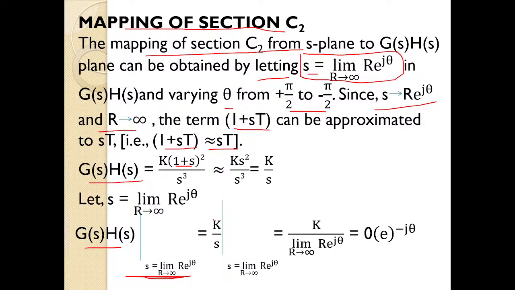G of s, h of s is equal to what? K by s. So substitute s value in this k by s. If you substitute s value, you will get k by limit R tends to infinity R e power j theta. Substitute R tends to infinity in this equation. So k by infinity is 0. E power j theta, send it to the numerator, you will get e power minus j theta.